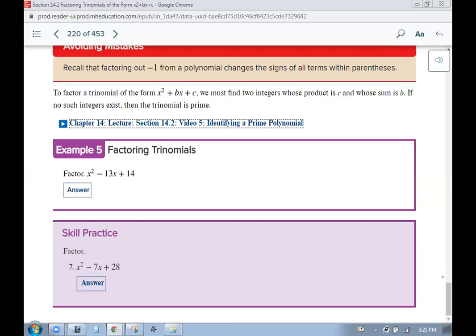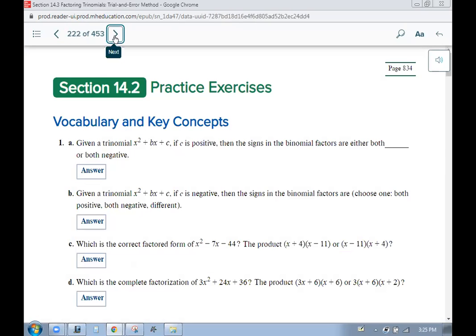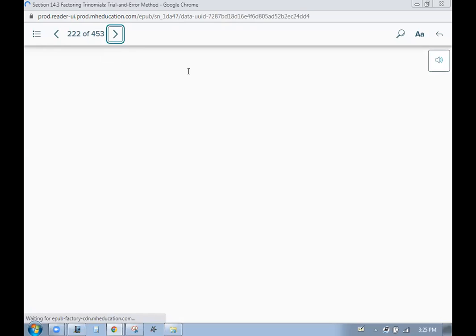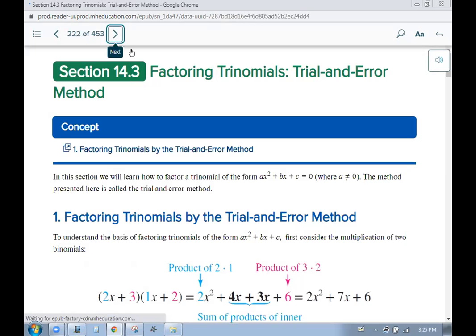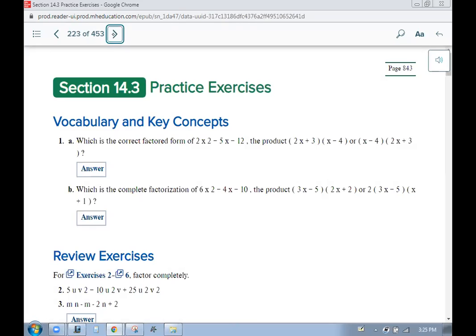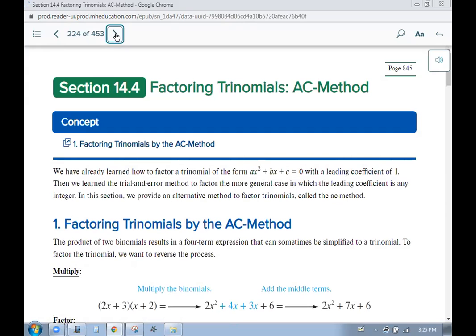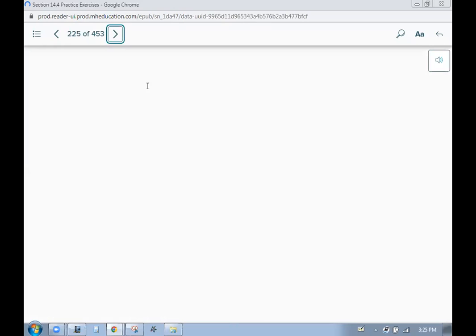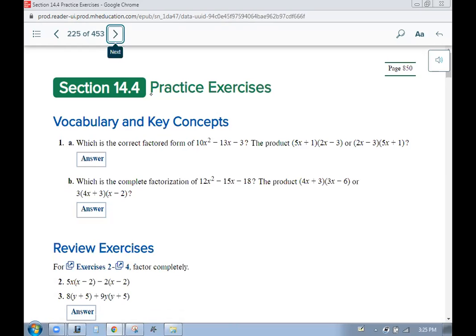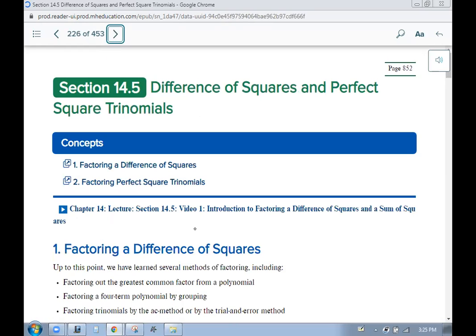All right, so that's 14.2. Now we're supposed to skip to what, 14.5? All right. Well, since we have plenty of time, let's go ahead and do some of that. Maybe that'll give us some time for review, you know. Difference of squares and perfect square trinomials. Okay.